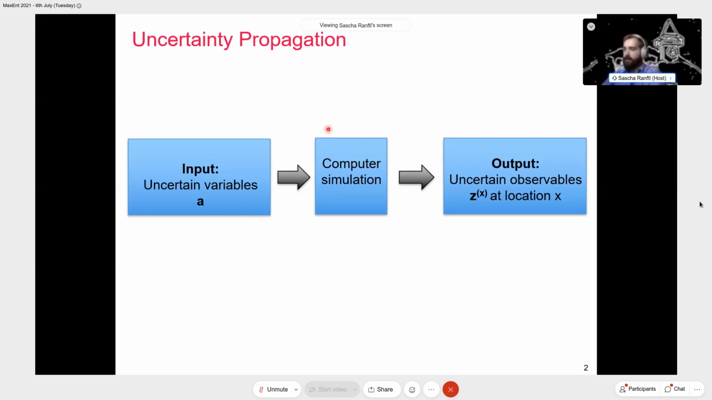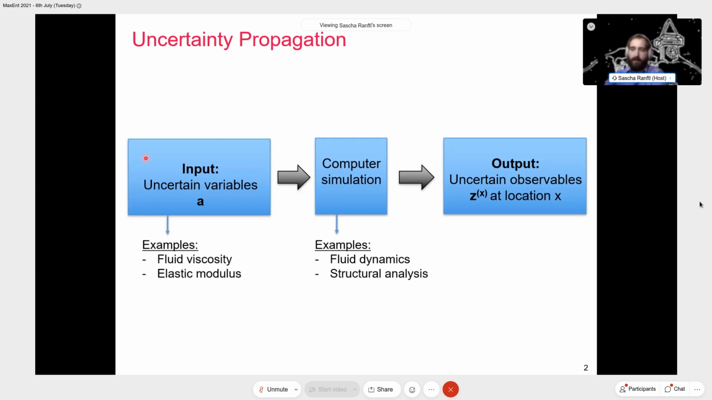At the center of our problem, we have some computer simulation. In my applications, that's typically a fluid dynamics simulation or a structural analysis where we have some uncertain input variables that, for example, could be an unknown fluid viscosity or an unknown elastic modulus. Now we want to propagate the uncertainty in these input variables through the simulation to our output, where we have some uncertain observable Z at some measurement site or location X. Could be a shear stress or a strain.